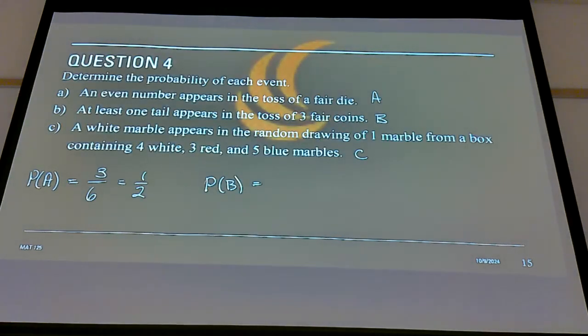You said how many? Have at least 1 tail. So that's 1, 2, or 3. In fact, all but the first one. So that's 7 out of 8.